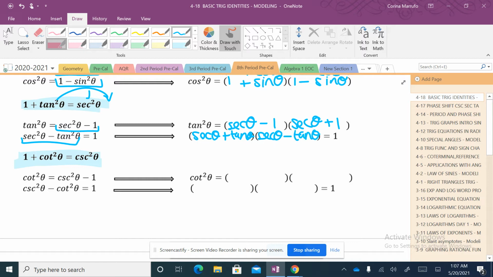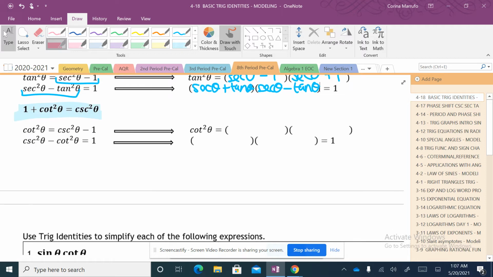Okay. And then the last one that we're going to manipulate, so we have 1 plus cotangent squared of theta equals cosecant squared of theta. So here, we are going to move over this 1 to the other side by subtracting, which is what they did here. And so cotangent squared of theta is equal to cosecant squared of, oh wait, not squared. So cosecant of theta times cosecant of theta gives me cosecant squared of theta. And then 1 times 1 gives me 1. 1 is going to be plus, 1 is going to be minus.